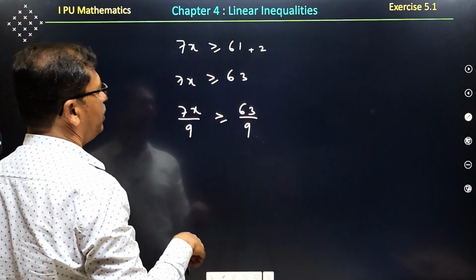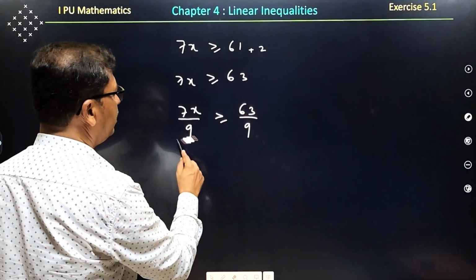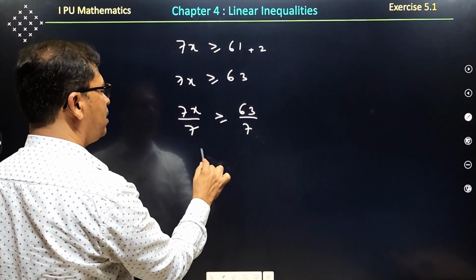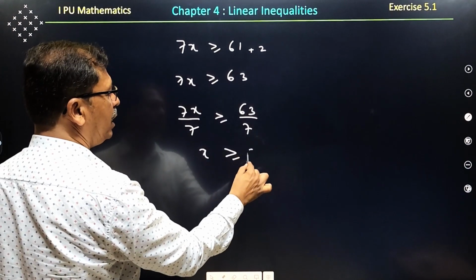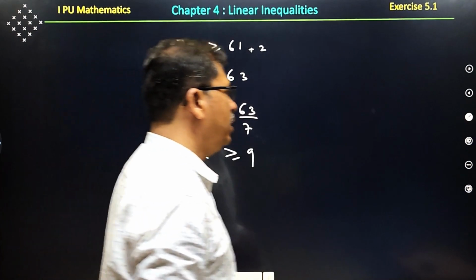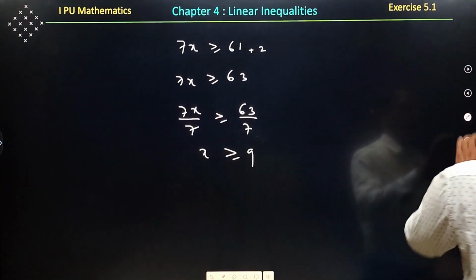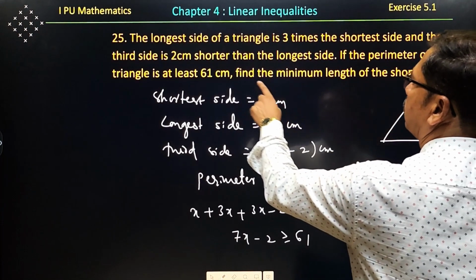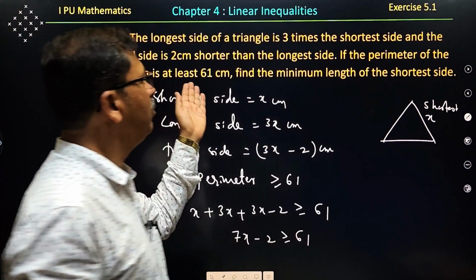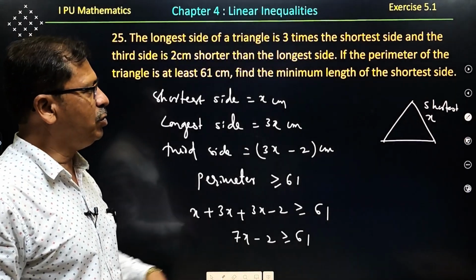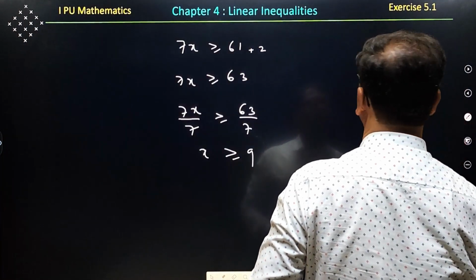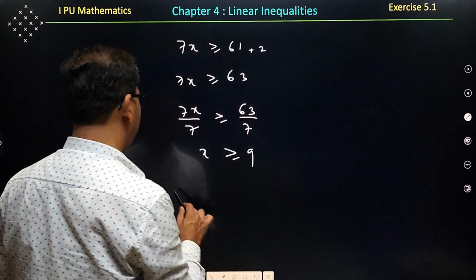Not by 9, you divide by 7. 7 cancels, x is greater than or equal to 9. Therefore, what's the question here? Find the minimum length of the shortest side. Shortest side you have taken is x. Therefore, the minimum length of the shortest side is 9 centimeter.